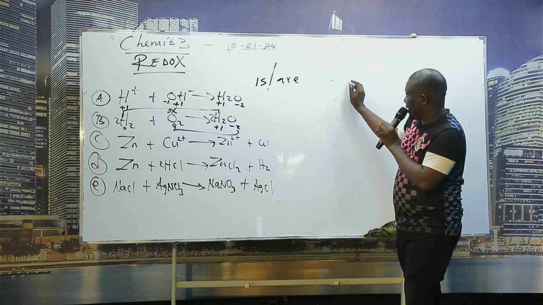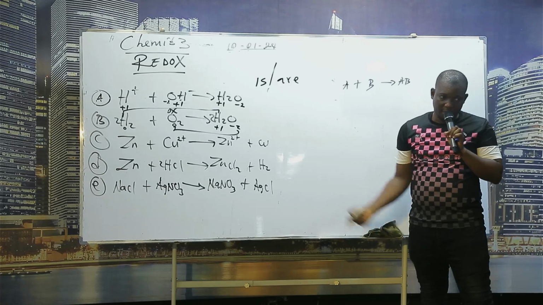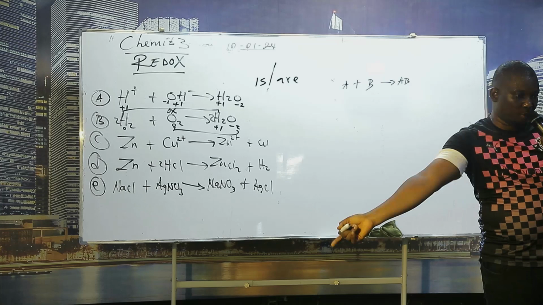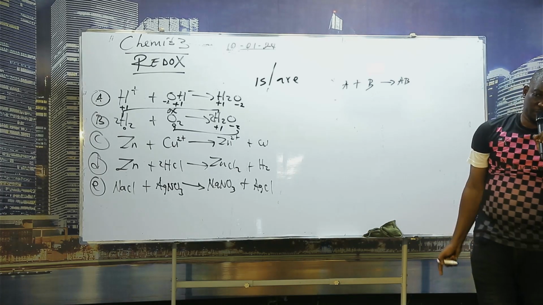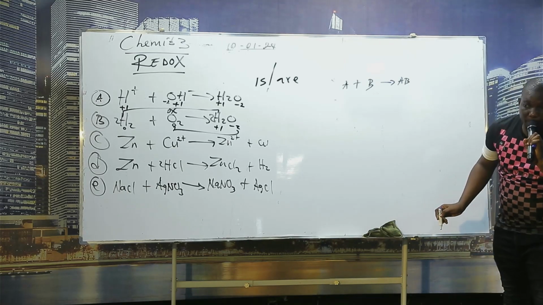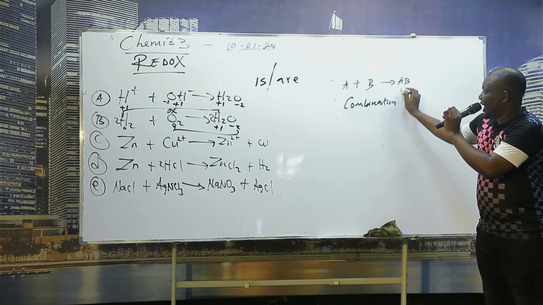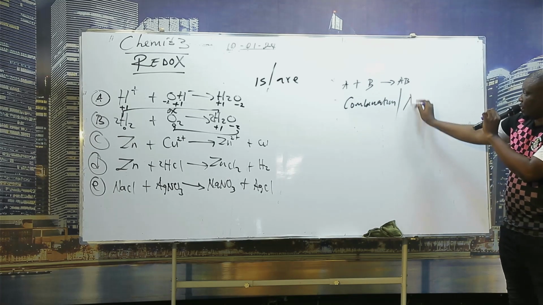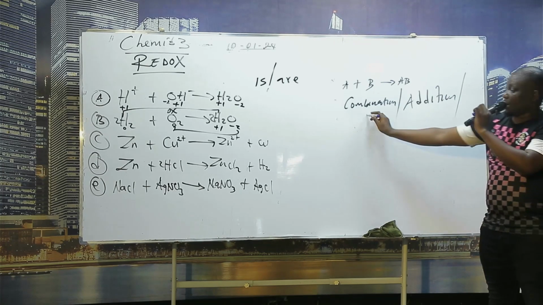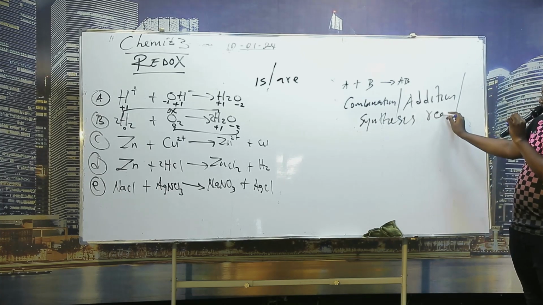Any reaction where you see A plus B equals AB, that is exactly what you see here. H element plus O element equals H2O molecule or compound. What type of reaction is it where element combines with element to form compound? Combination. If I don't want to call it combination, I can still call it addition. If I don't want to call it addition, I can also call it synthesis reaction.